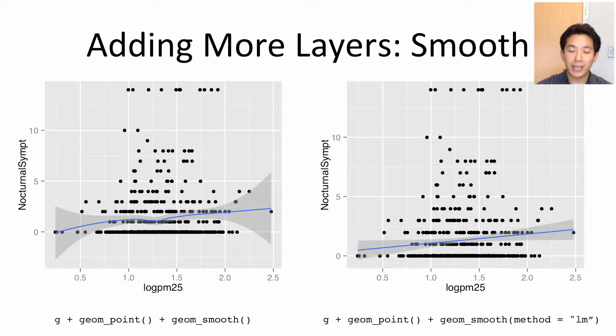So here on the right-hand side, you can see I've remade the plot, and I've added the geom smooth, but I give it an option. I said method equals LM, and this will do a linear model instead of a LOESS smoother. And you can see that on the edges of the linear model, the uncertainty in the confidence bands is a lot smaller than it is for LOESS. And you see that generally speaking, there seems to be an increasing trend with PM 2.5 and nocturnal symptoms.